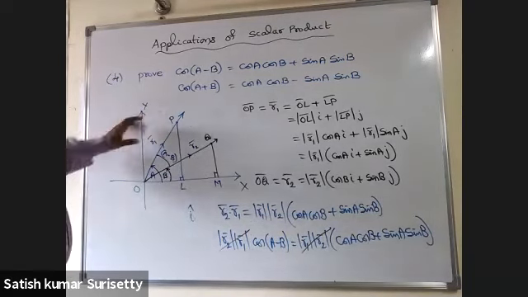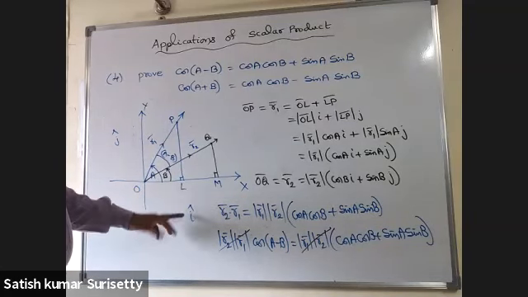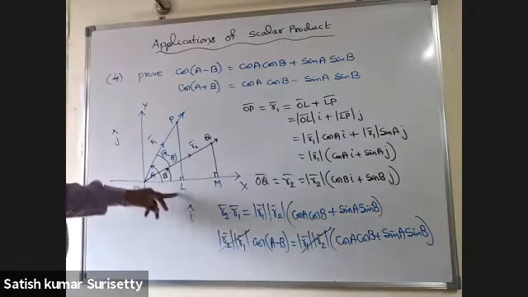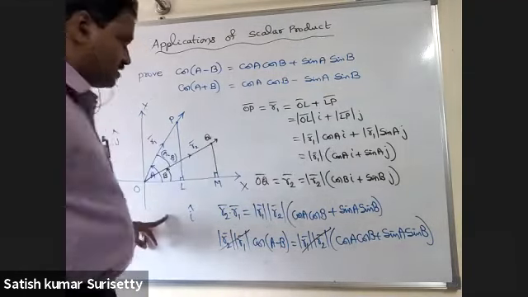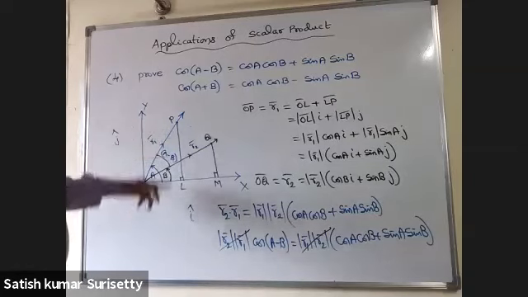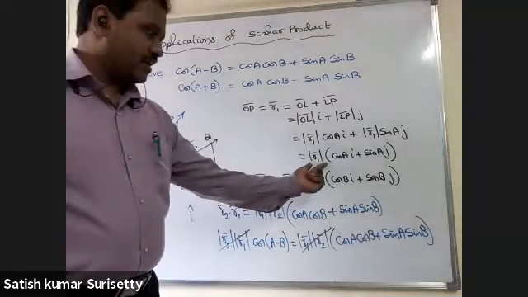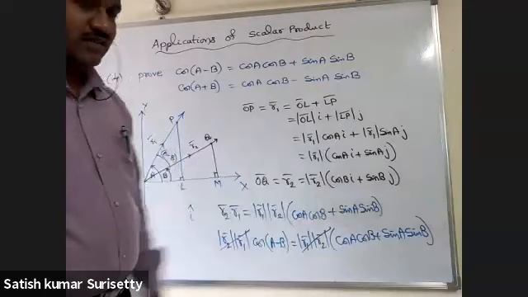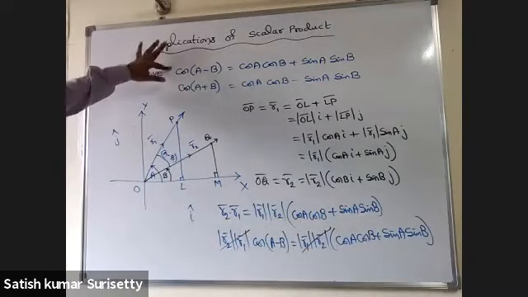So R1 bar you can write as OL bar plus LP bar, and OL bar is a vector whose magnitude is OL in the direction of I bar. That is modulus of OL into I plus LP bar as modulus of LP into J. But modulus of OL bar is modulus of R1 into cos A, and modulus of LP bar is modulus of R1 bar into sin A. So R1 bar is modulus of R1 bar into cos A I plus sin A J. In the same manner, we can write R2 bar and then take dot product R2 bar dot R1 bar. Then you'll get the first one, cos of A minus B.